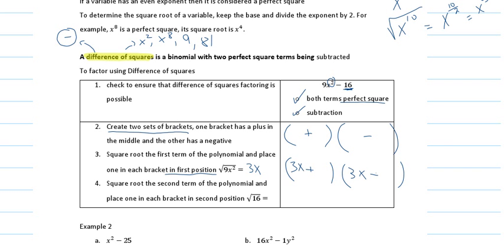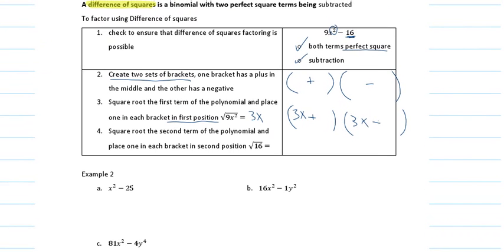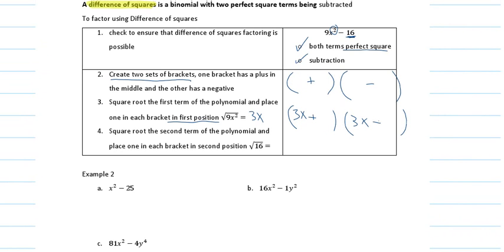Then I still have the second position, right? For the second position, I have to take the square root of the second term. So my second term is 16. With the square root of 16, what do I get? 4. So I'm going to place 4. Oops, don't place here. One second.